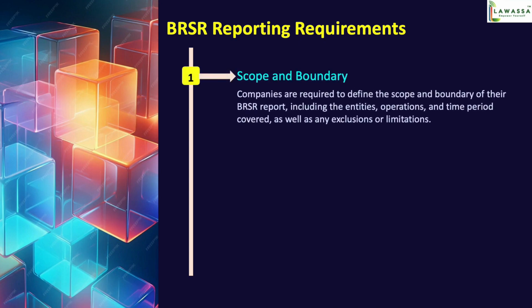First, the scope and boundaries. The scope and boundaries of BRSR reporting define the organization boundaries and operational activities covered in the report. Companies must clearly delineate the entities, for example the subsidiary, joint venture, and geographical location included in the report. Additionally, the reporting period and any specific limitation or exclusion should be disclosed to provide context and transparency.